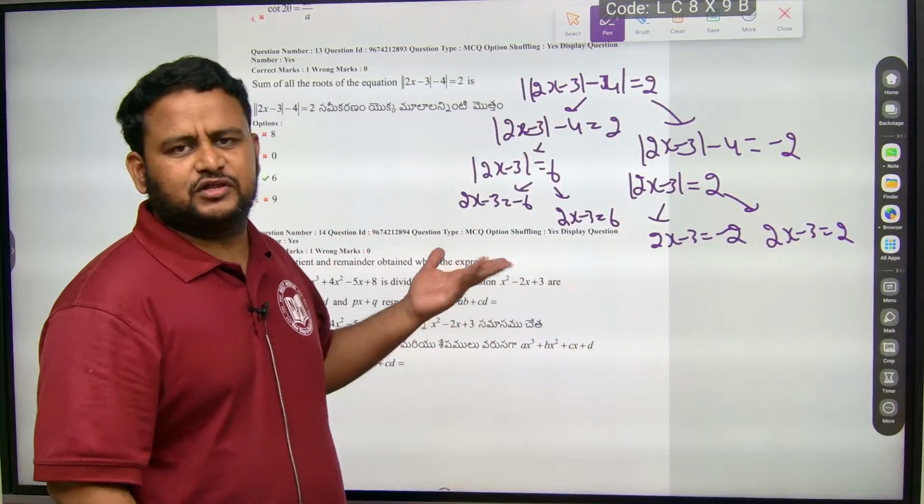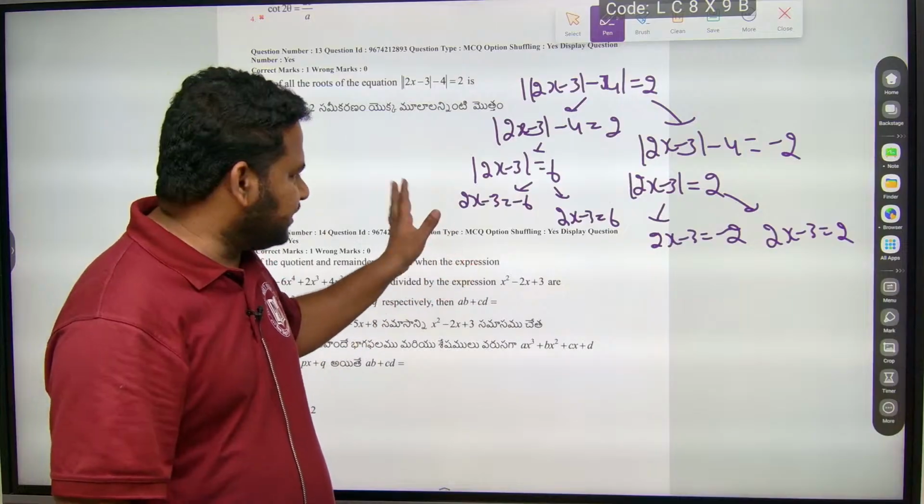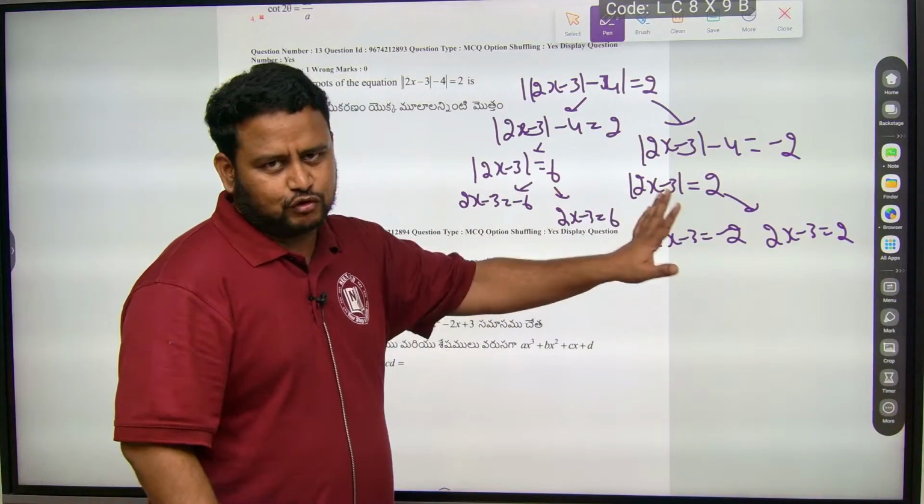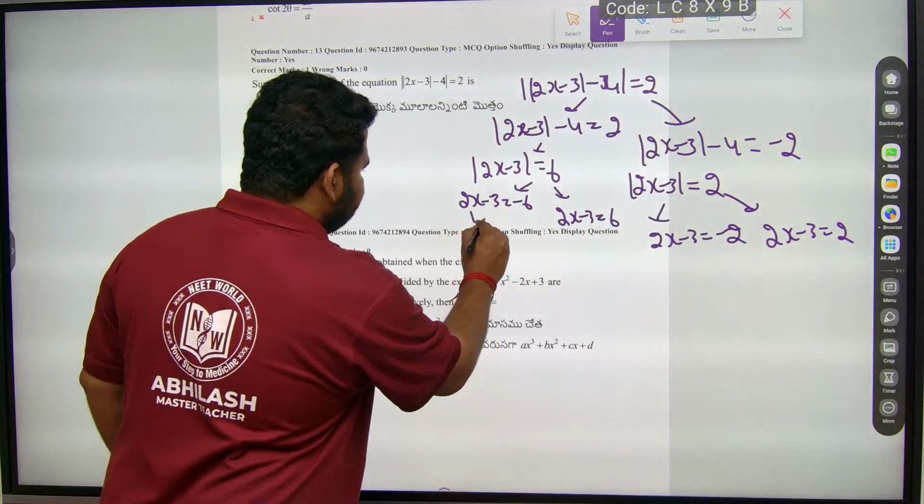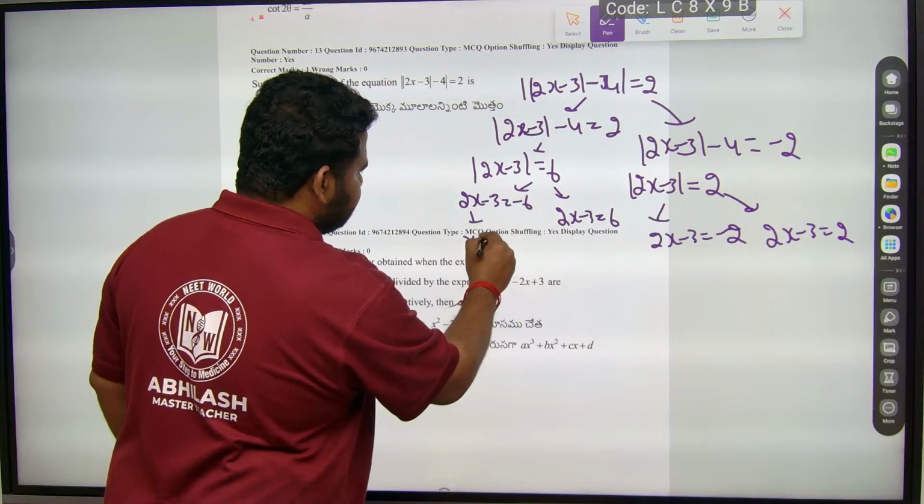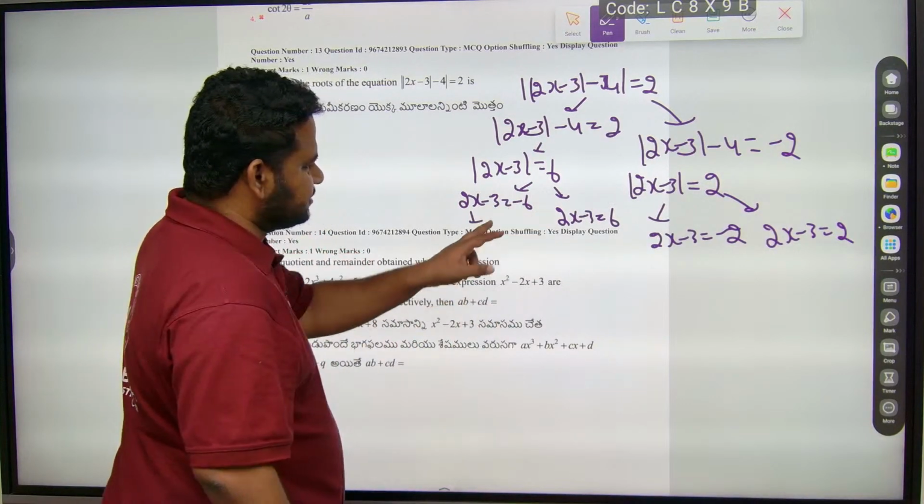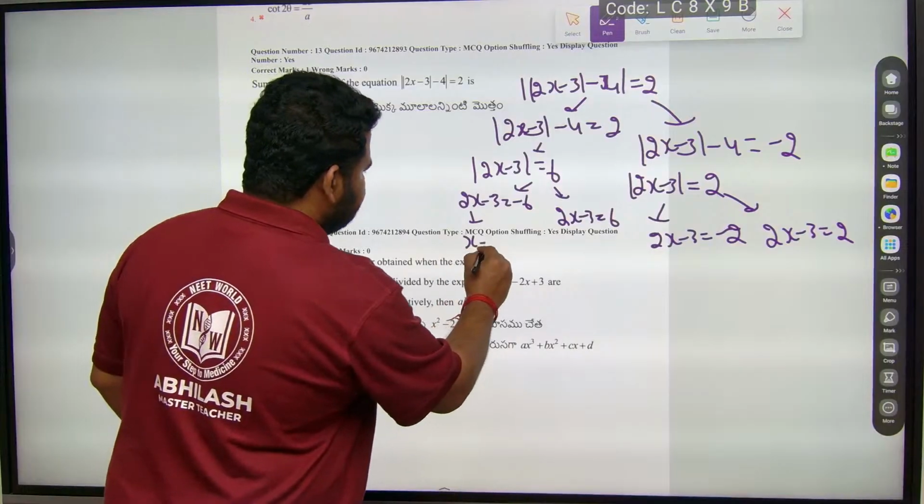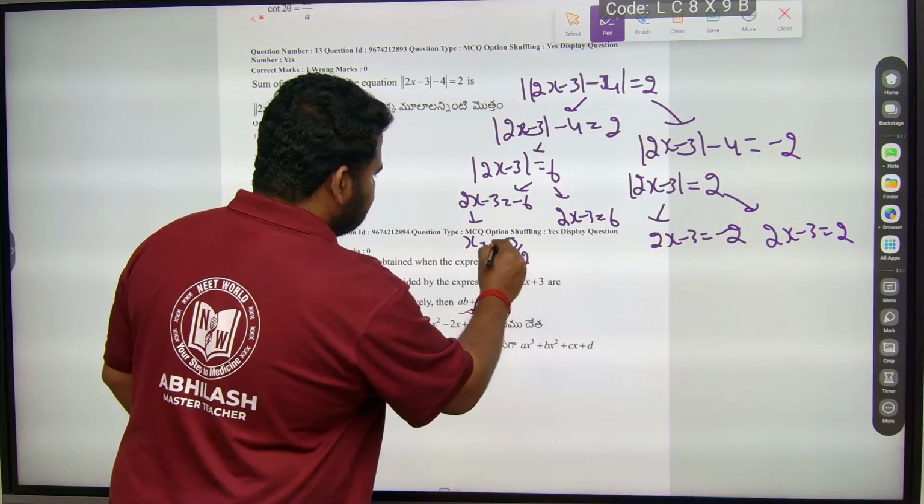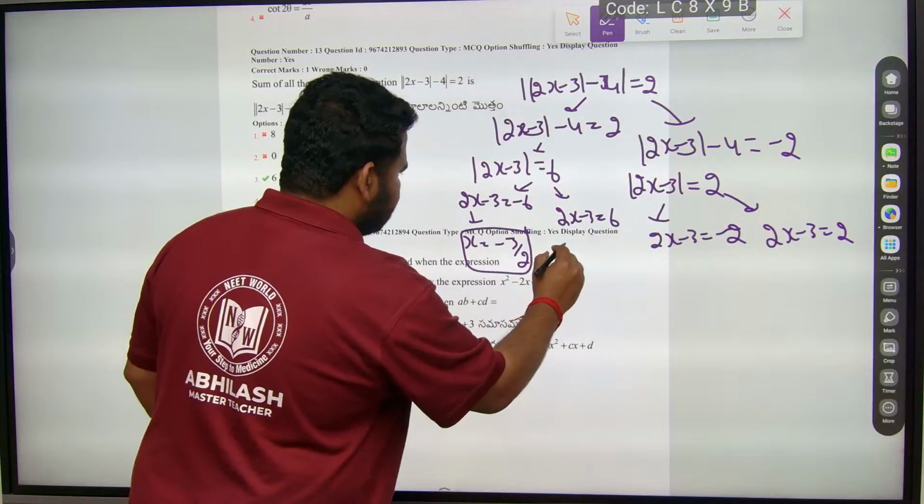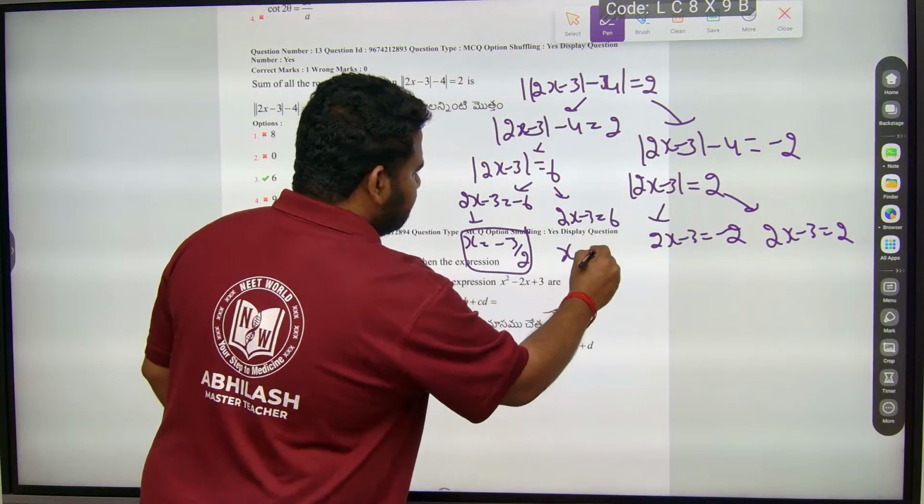Now I have to find the values of x. For each of the 4 cases I got, I will get 4 roots. What are those 4 roots? Here, if I send 3 to the other side, it becomes minus 6 plus 3, which is minus 3. So x will be equal to minus 3 by 2. What about this one? x will be equal to 9 by 2.